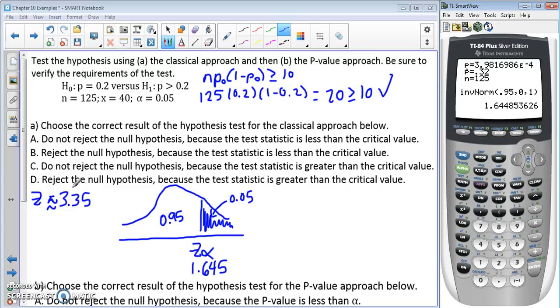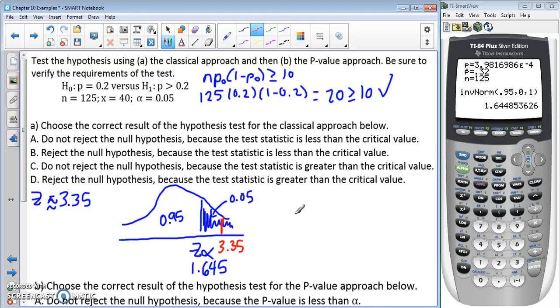So then we want to compare these two. 3.35 is going to fall somewhere in here. So our test statistic falls in the critical region. So we know that we are going to reject.